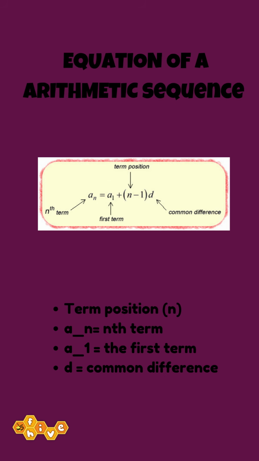For arithmetic sequences, the equation is modeled by a sub n, which is the nth term, or whatever term we're finding, is equal to the first term plus n minus 1, term position minus 1, times d, which is your common difference. Okay, here's the first practice problem.